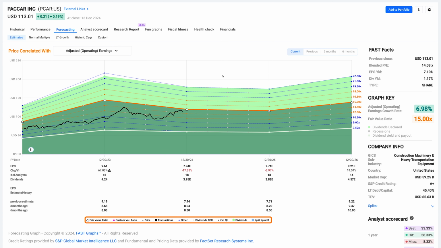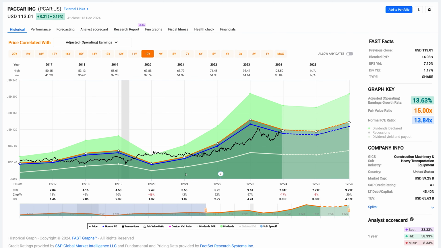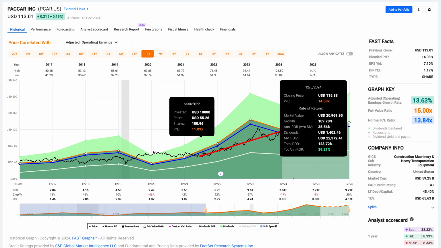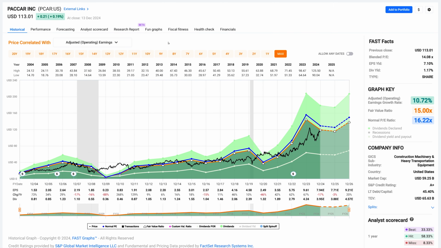For example, in forecasting, when I'm looking at the normal multiple, the tool, Fast Graphs, always reverts to the 5-year normal. But I can look at what all the normal PE ratios have been. And you can see I've got 16, 17, 14 multiples on this stock historically. It's only been recently, when we've had this high growth rate, that we've seen these lower multiples, which is kind of contrary to what common sense might say. But the stock price did react to the surge in growth. Back here, when it was really growing, you could have averaged over 39% a year.